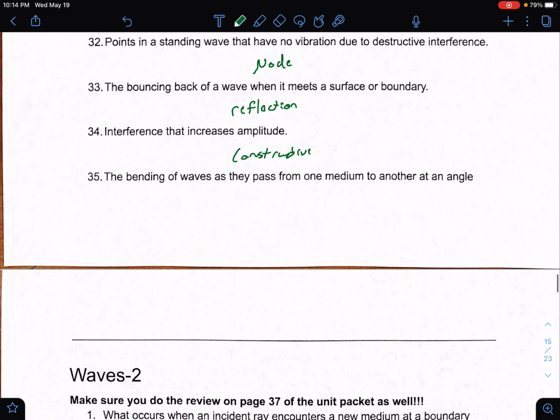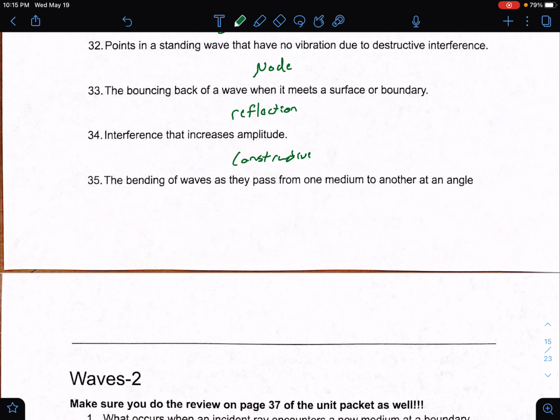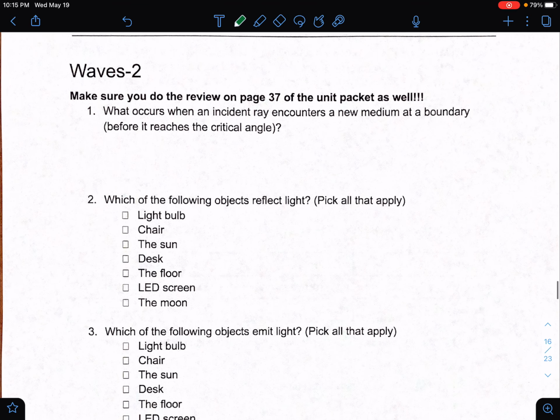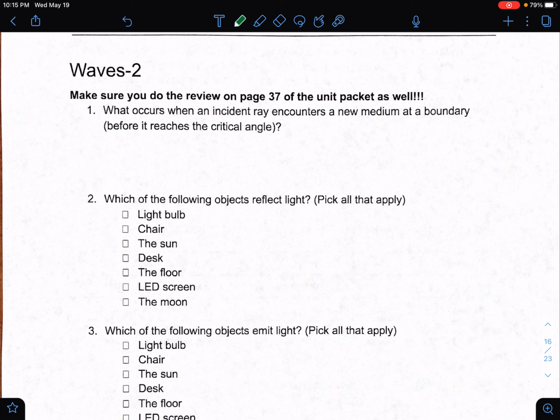35, the bending of waves as they pass from one medium to another at an angle. Okay, this is refraction. So this is why, like if you put a pencil in water, it looks like it's broken or bent. So when light goes from one medium to another, it bends, and that's called refraction. All right, so Waves 2, we're almost there. Kind of hang in there with me.